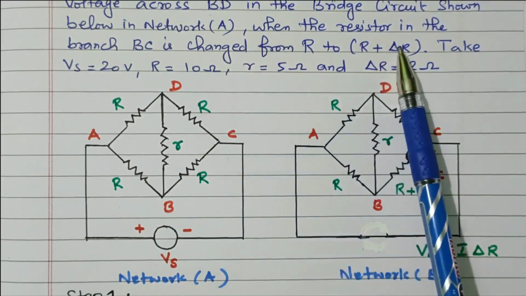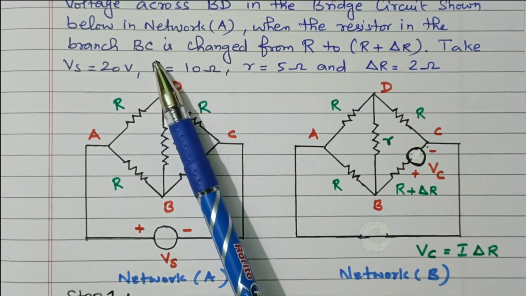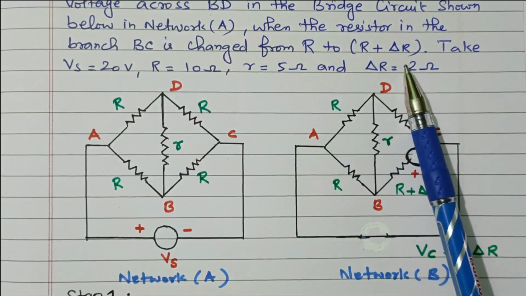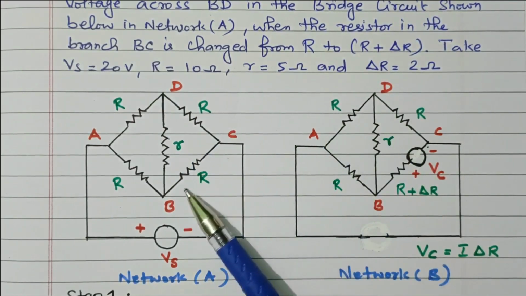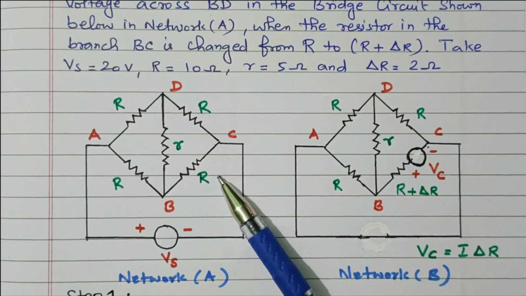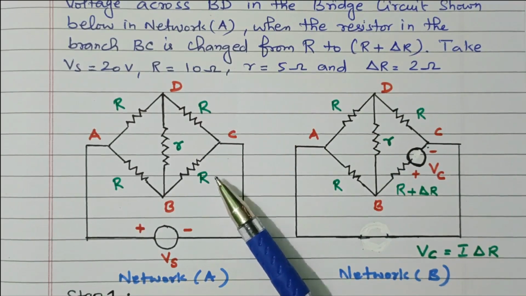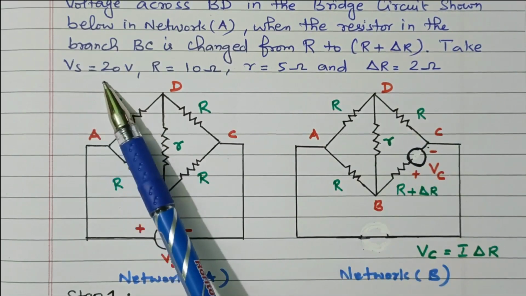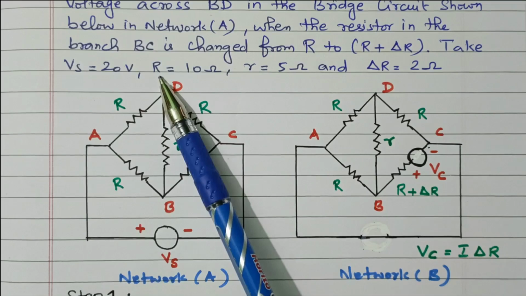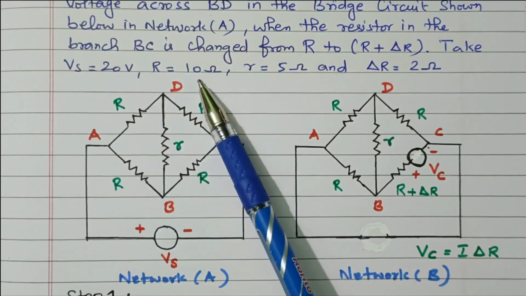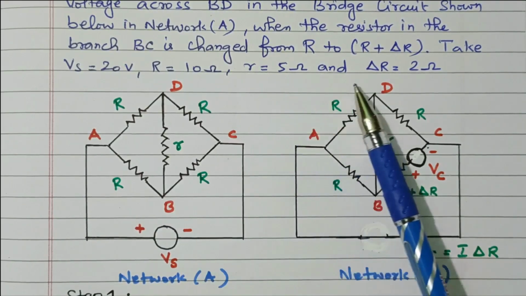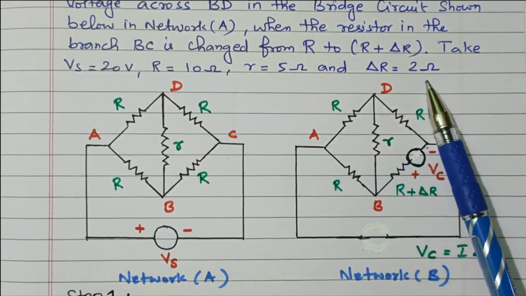Consider the resistor in the branch BC being changed from R to R plus DR. This is the branch BC. In this, we are going to change the resistor from R to R plus DR, so an additional resistor is added. Take Vs equal to 20 volts. All the R values are 10 ohm, the small r is 5 ohm, and the change in resistor is 2 ohm.